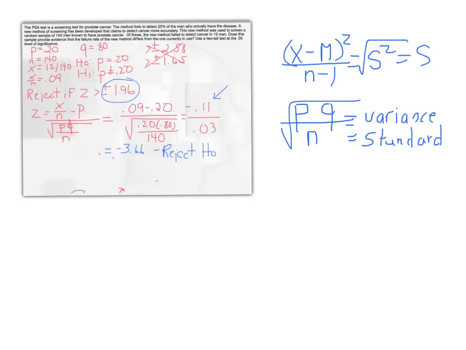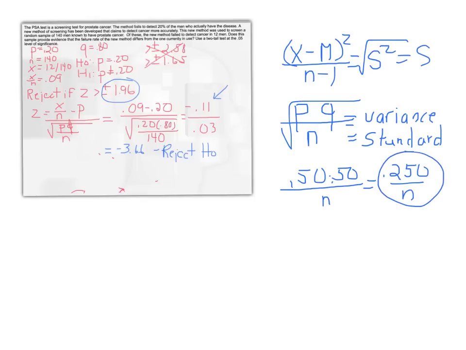What's interesting is that when you're dealing with proportions, your maximum variance occurs when you're dealing with people or stimuli or places or things where 50% fall into each category. So 0.50 times 0.50 divided by n would be 0.250 divided by n, and this will give us the largest possible variance.